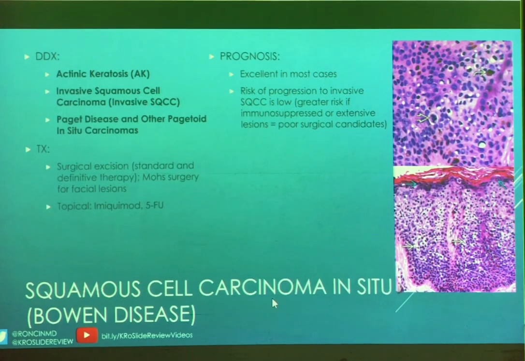The differential includes actinic keratosis, invasive squamous cell carcinoma, which is good, because we want to make sure it's in situ and not invasive, Paget's disease, and other pagetoid in situ carcinomas. Your treatment is surgical excision, which is the standard and definitive therapy, so you must know that surgical excision is the therapy for this. If it's on the face, they do Mohs surgery, which is a very slow procedure because they're trying to minimize scarring and how much they're taking off. They typically will do frozen sections or intraoperative sections as they go along. You can use topical treatments like imiquimod or 5-fluorouracil as well.